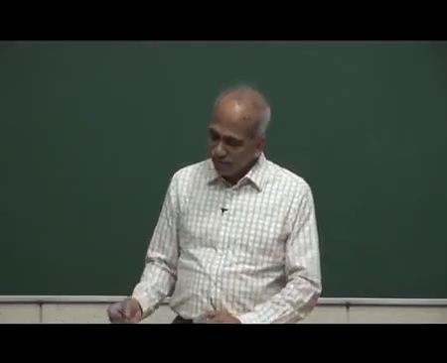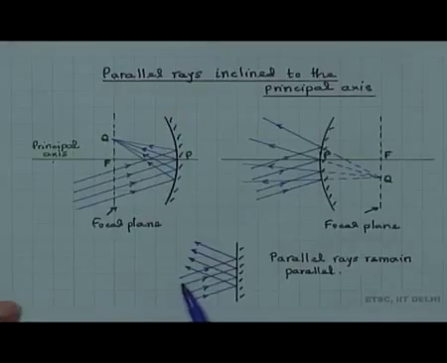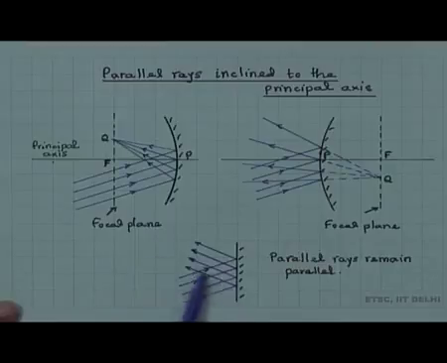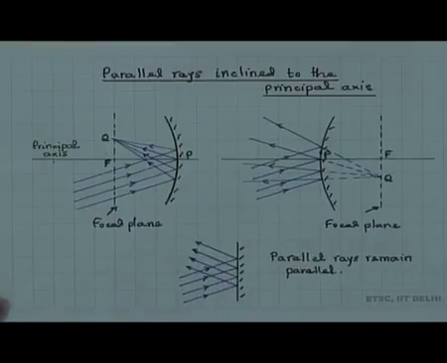So, please see this. When parallel rays are incident on a plane mirror, they reflect and they are parallel. The beam remains parallel, because all the rays remain parallel to each other. Every ray satisfies the angle of incidence is equal to angle of reflection, but the beam remains parallel.